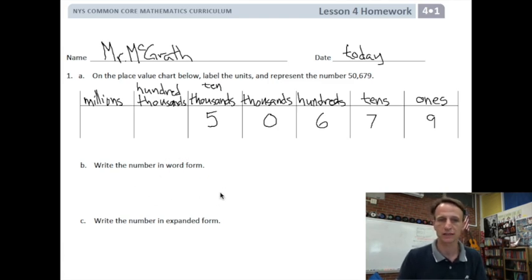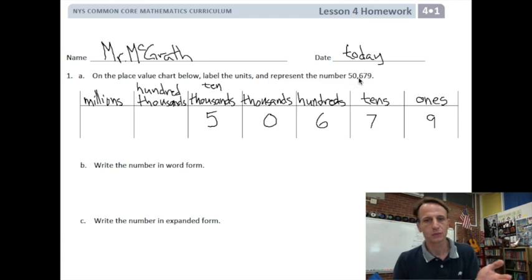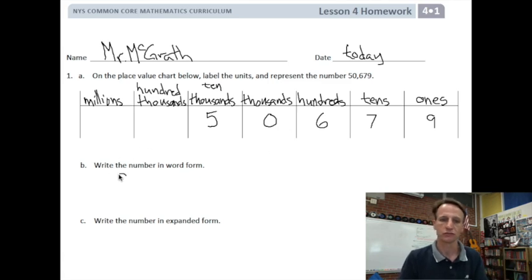Part B says to write the number in word form. So when you go to read the number out loud or to write it in word form, one way to think of it is when you see the comma, then you say the place you're in. So for example, we have 50, comma. So I'd read the 50 as 50. When I hit the comma, say what place I'm in, 1,000. So 50,000.